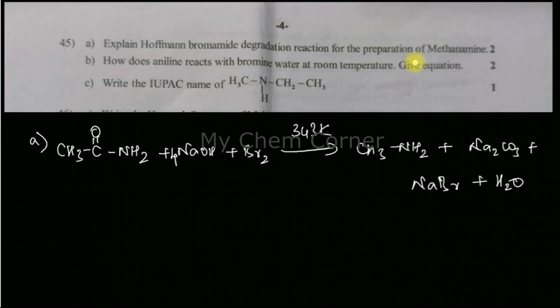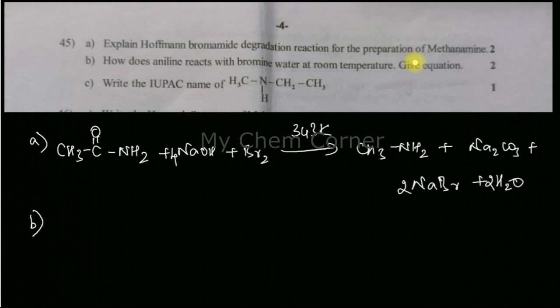So you have to put 4 over here. Then you have to put 2 in front of NaBr and 2 in front of water. Alright. So 1 mark will go for this entire equation. 1 more mark is to explain the entire equation in words. So you can write acetamide reacts with NaOH and Br2 to form methylamine.